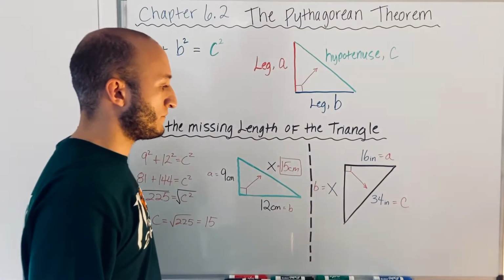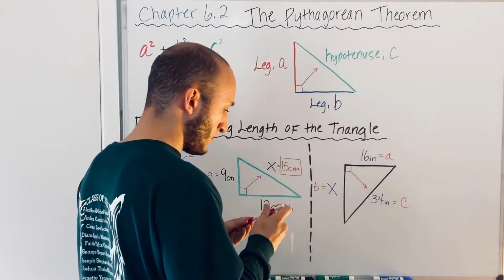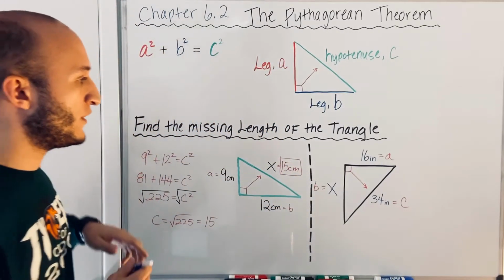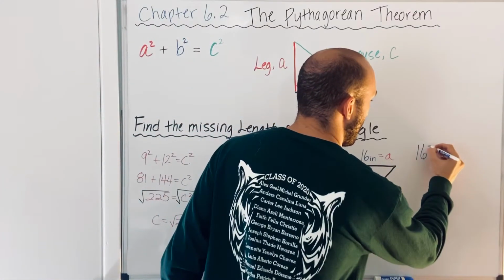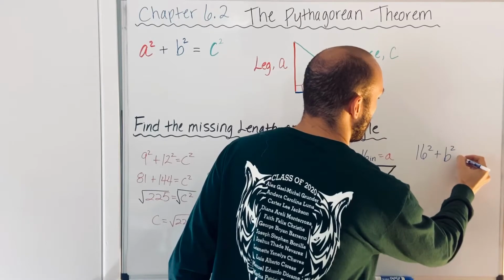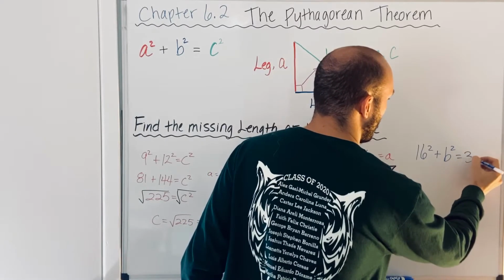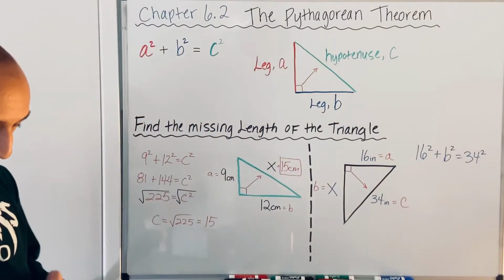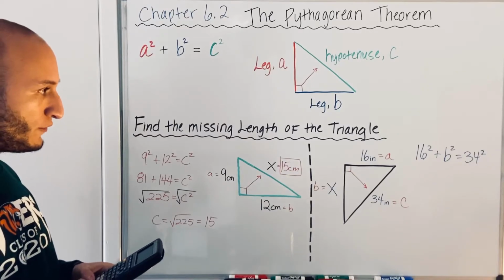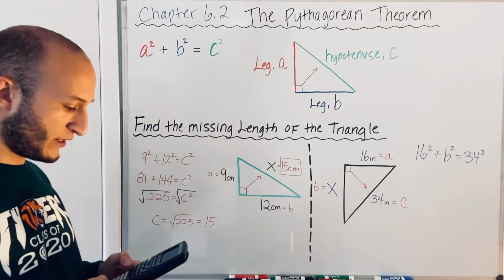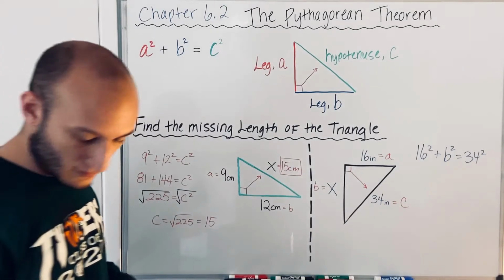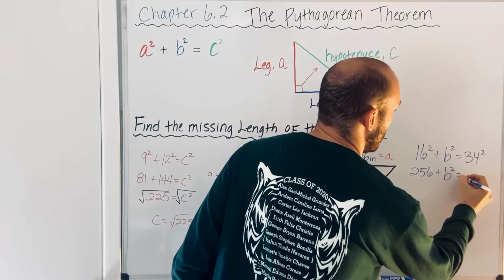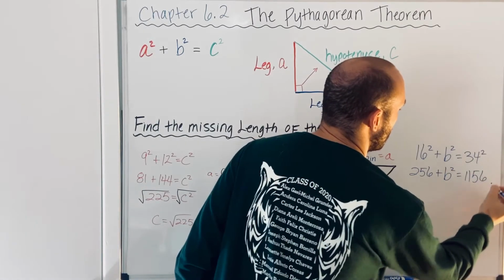Okay. So as we plug this into our original equation, we have 16 squared plus B squared equals 34 squared. 16 squared is 256 and 34 squared is 1156. So 256 plus B squared equals 1156.